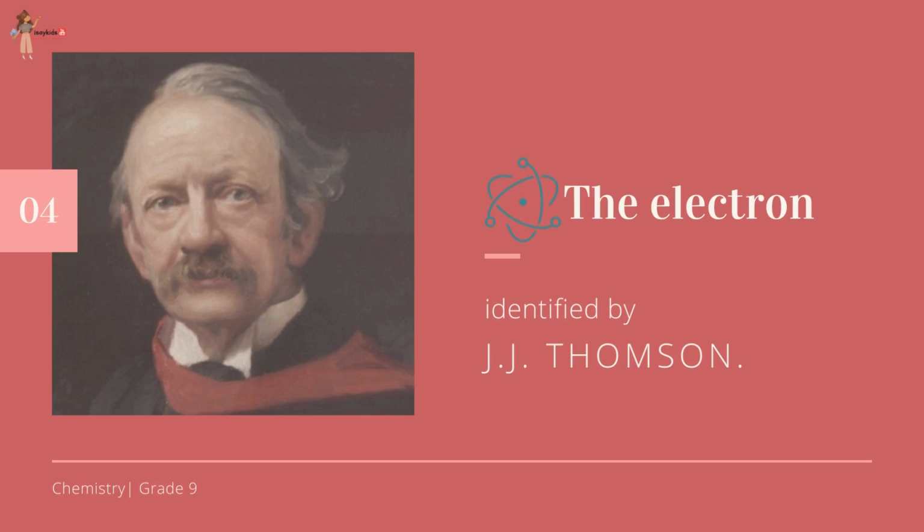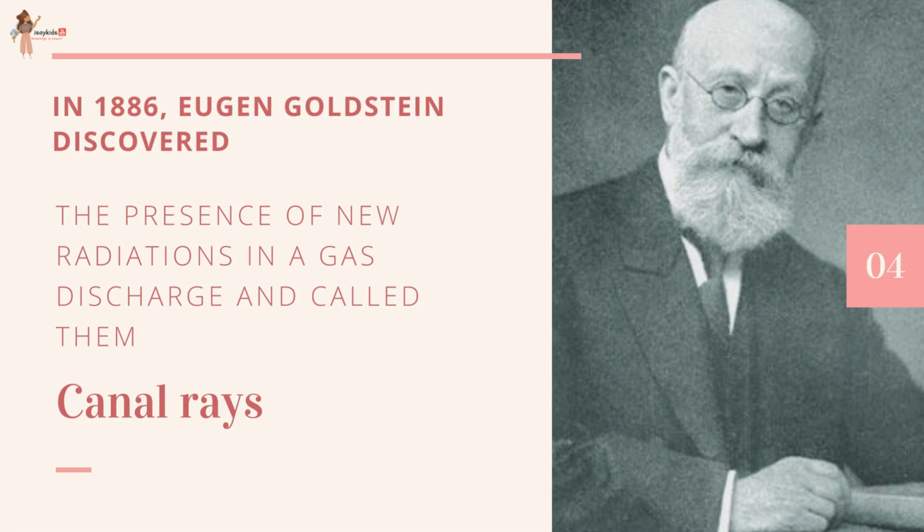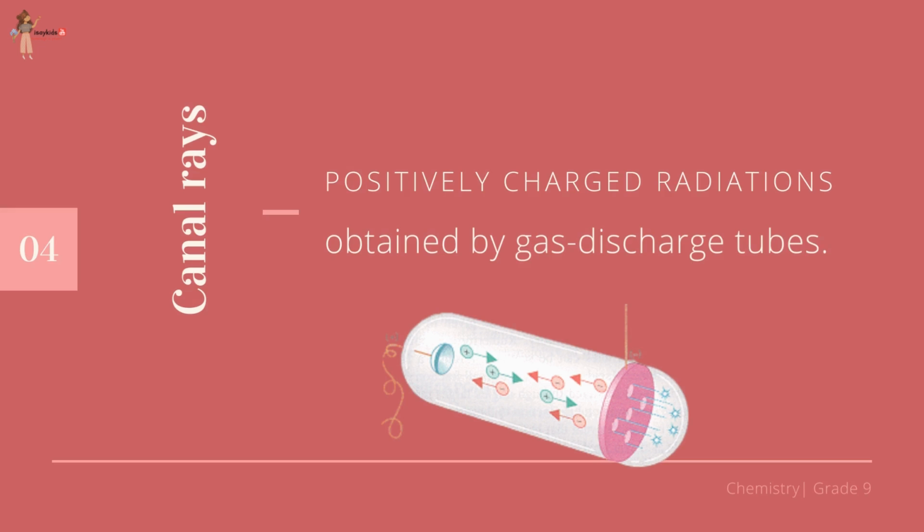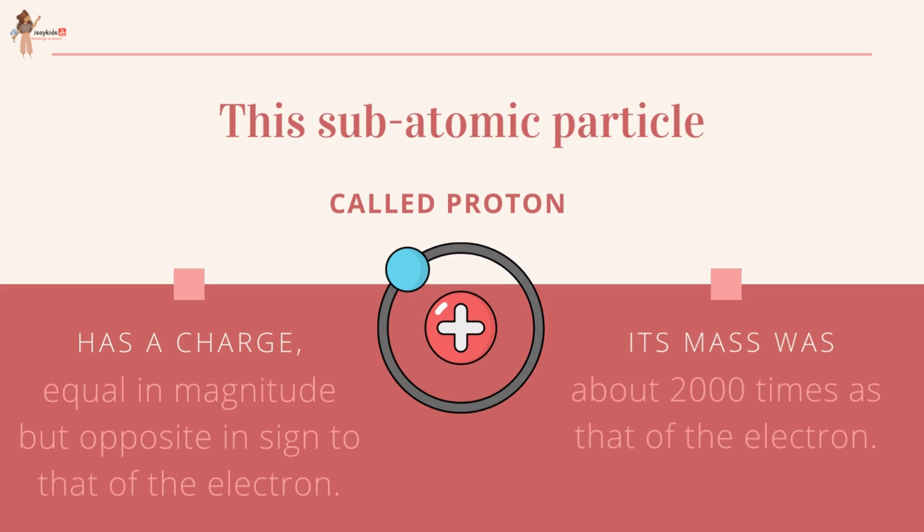the electron, identified by J. J. Thomson. Even before the electron was identified, E. Goldstein in 1886 discovered the presence of new radiations in a gas discharge and called them canal rays. These rays were positively charged radiations, which ultimately led to the discovery of another subatomic particle.